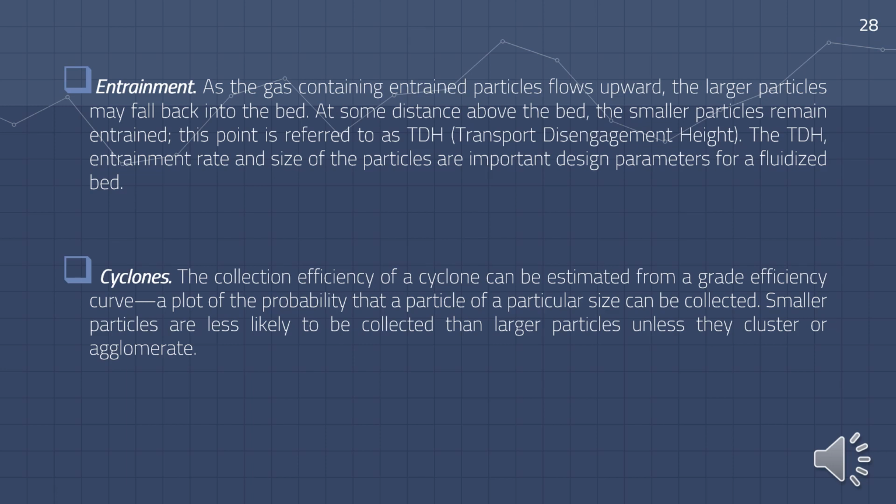The TDH is required because the cyclone or vessel exits are commonly installed at or above the TDH to reduce the solid loading to the cyclones and minimize exit losses. The entrained particle size distribution is needed to size the cyclones and determine the collection efficiency. And lastly, the entrainment rate is needed to estimate the solid loss rate.